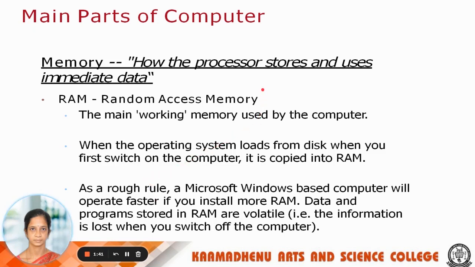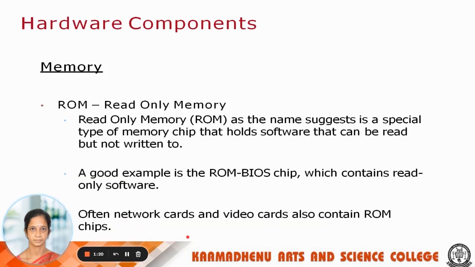Memory: how the computer processes, stores, and uses the data. RAM, random access memory, is the main working memory in the computer. When you first switch on the computer, the operating system is copied into the RAM, and programs and data are stored in the RAM. This information is lost when you switch off the computer.